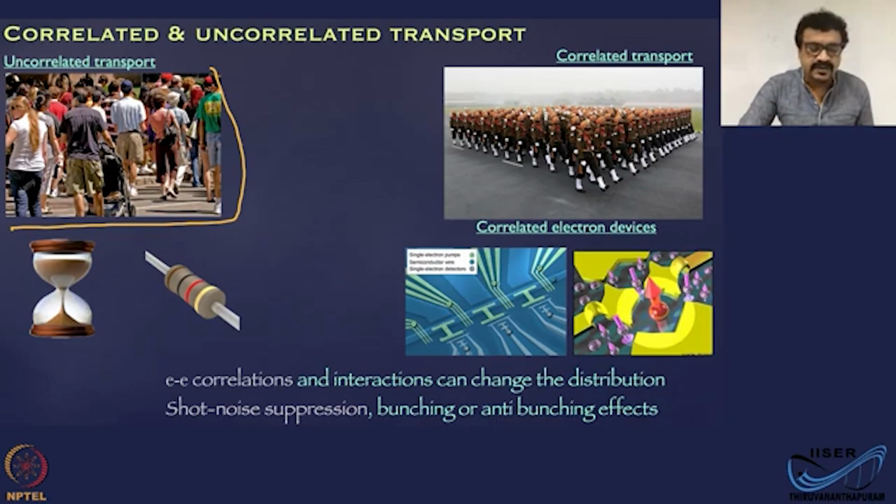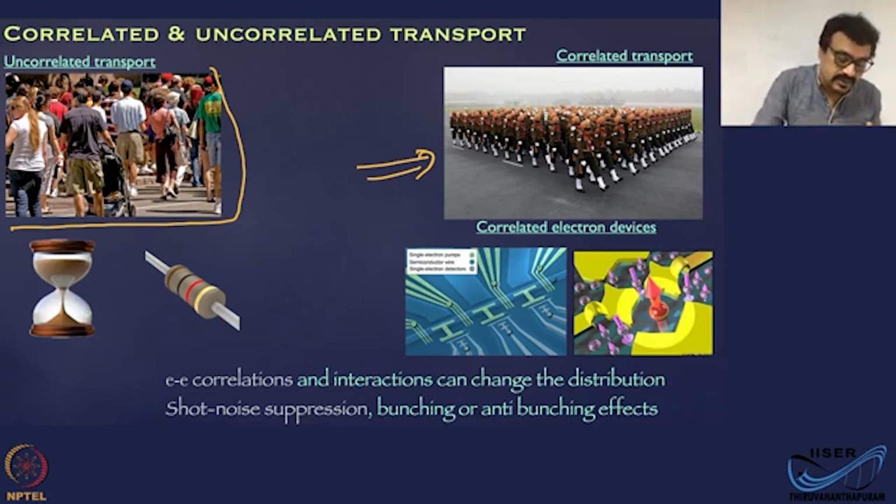But at the same time, an army marching, there's a perfect correlation between the people, and you can very sharply say that, okay, this is a speed, this many number of people, this many number of army men have crossed a certain point. Okay. And another interesting point here is, it's a noisy system.